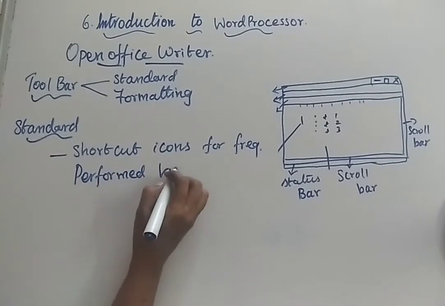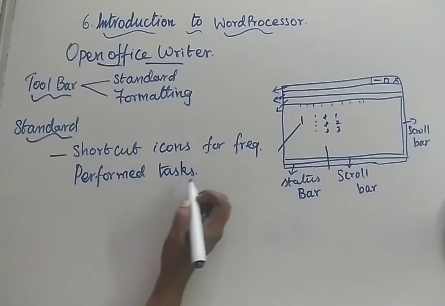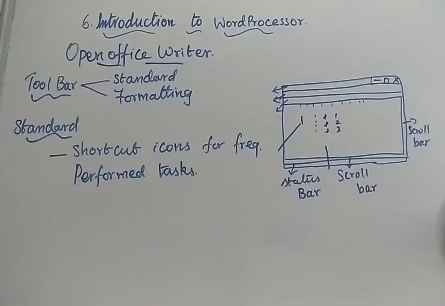Frequently performed tasks. What are the frequent tasks that you are going to do? Yes, the most frequent task is saving the document. For that, what icon will be displayed? Yes, a small floppy-like icon will be displayed. Similarly, you will have many shortcut icons for cut, copy, paste. So that is your standard toolbar.